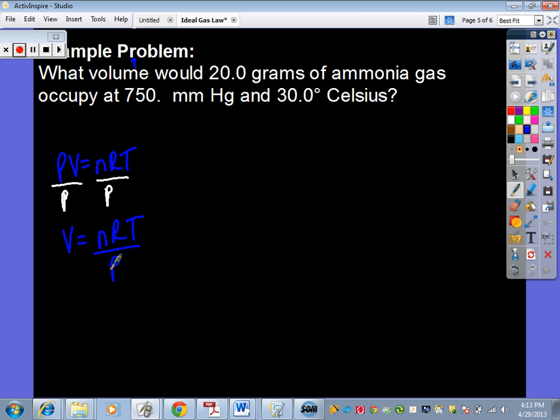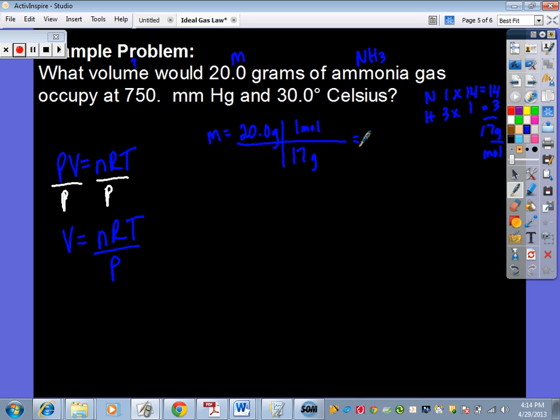I notice I am given a mass, and mass can be converted to moles. So I'm going to take 20.0 grams, and the gas is NH3, so 20 grams of NH3. NH3 has one nitrogen, which has a molar mass of 14, and 3 hydrogens. Each hydrogen has a molar mass of 1. So the molar mass of the compound NH3 is 17 grams per mole. In this particular case, I know that 17 grams is 1 mole of gas. 20 grams has 3 significant digits, so I will keep my moles to 1.18 moles. I can now substitute that into my equation.